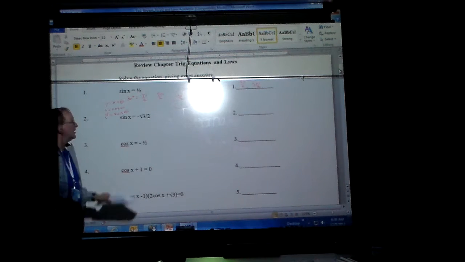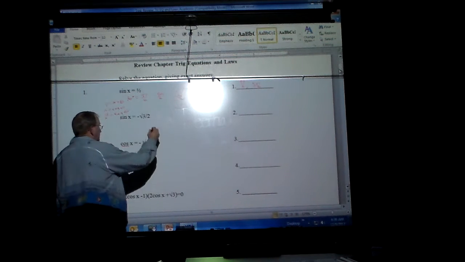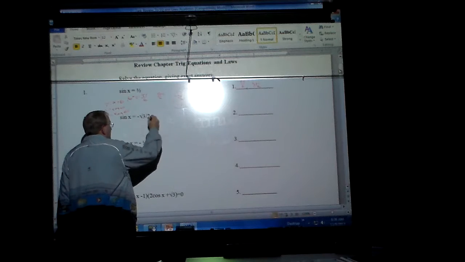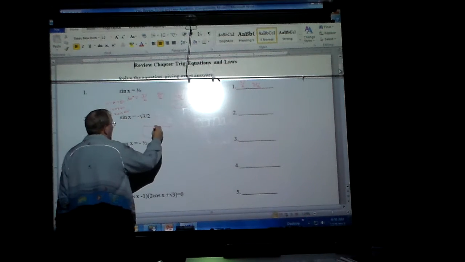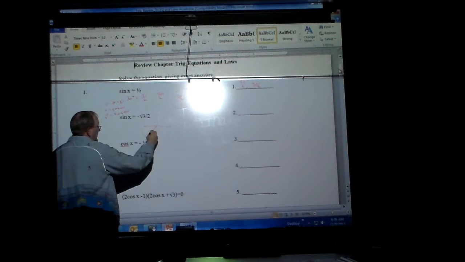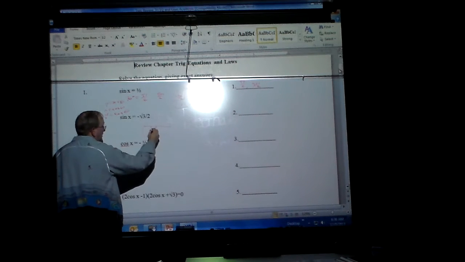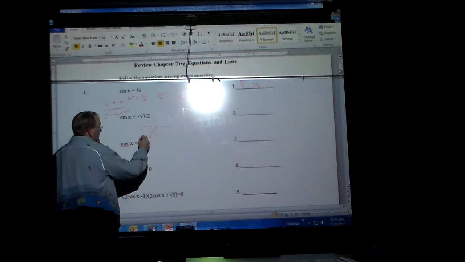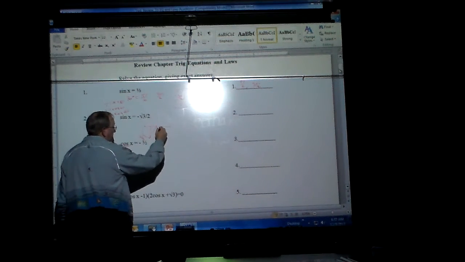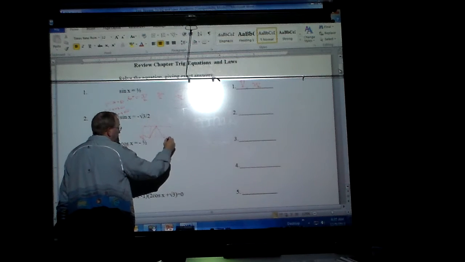Where is sine negative square root of 3 over 2? Well, first off, look at your unit circle. Sine is y. I know I'm talking about the negative values. And I'm talking about this part being longer here, which would be my 4 pi over 3 right here. And in this particular place here, it would be 5 pi over 3.